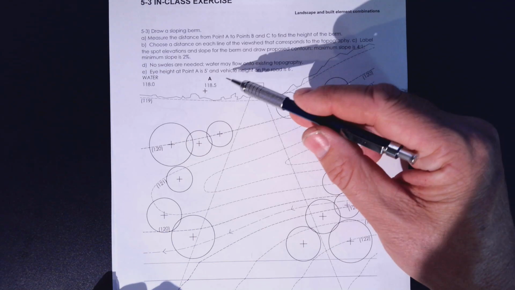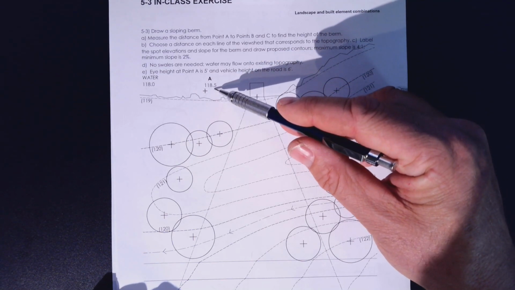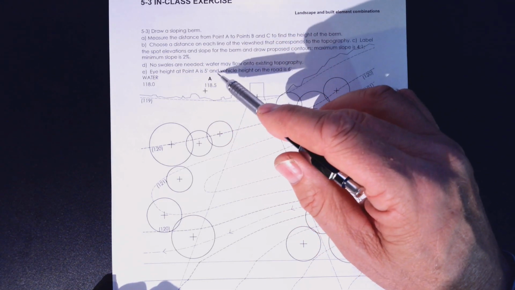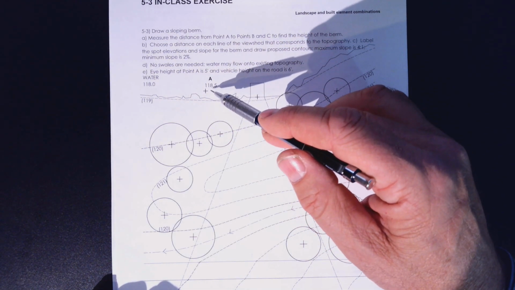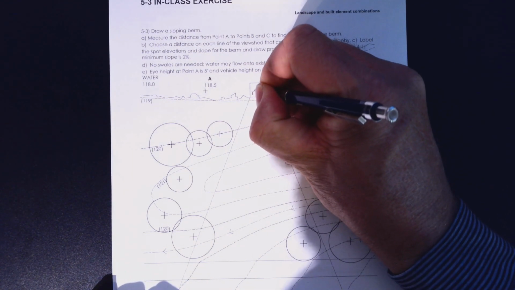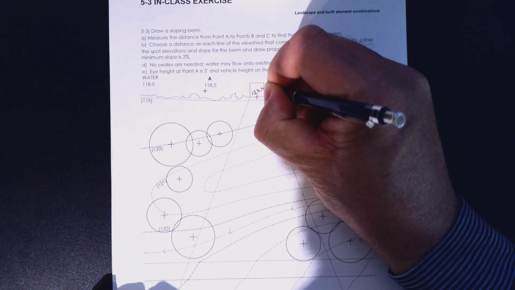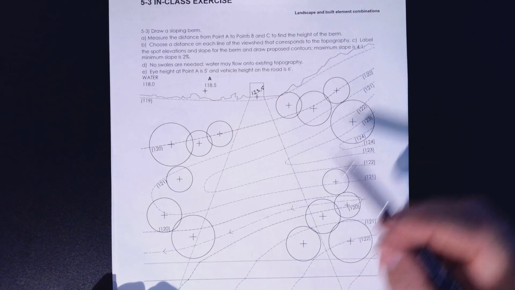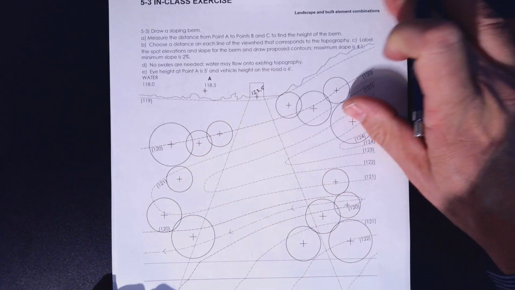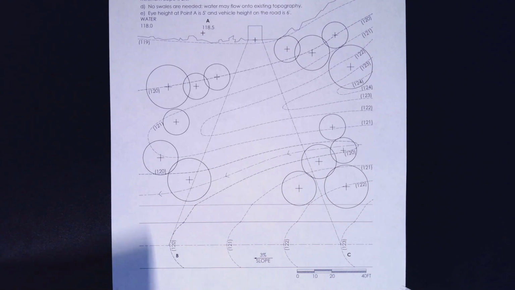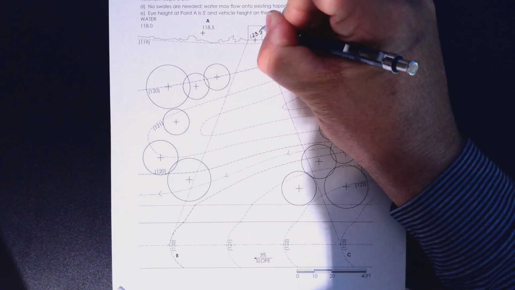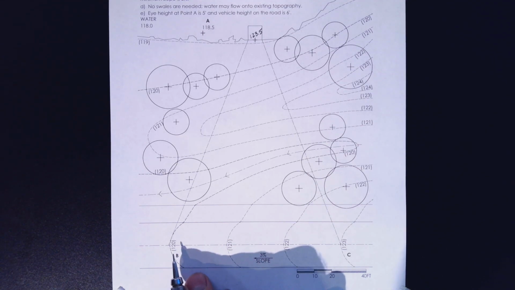We can put elevation A is 118.5, and they say the eye height at point A is 5 feet, so we'd add 5 feet to this, which puts us at 123.5. So we'll just write 123.5. And then the height of the vehicle on the road is 6 feet. So this is 123.5, and then down here, the road is 6 feet.